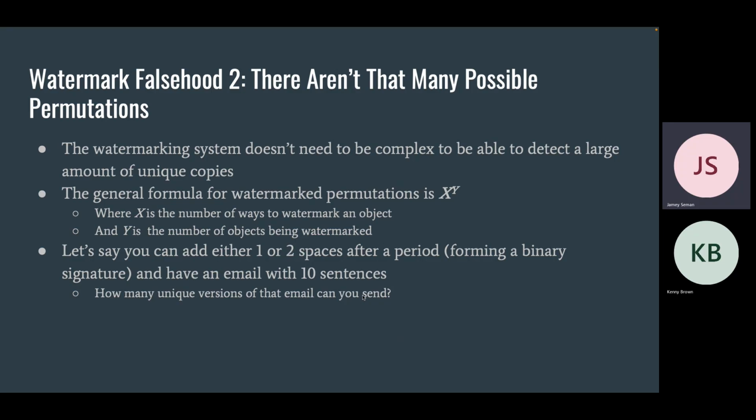So in order to figure out how many there can be, it's basically x to the y, where x is the number of ways a watermark can be added in, and y is the number of objects being watermarked. For example, we had 1 or 2 spaces, like he was talking about. We had 10 sentences in an email. I know we said it's a security thing, but it's math, and now we tricked you. Now you're in a math class. Can anybody say how many permutations there would be in this example?